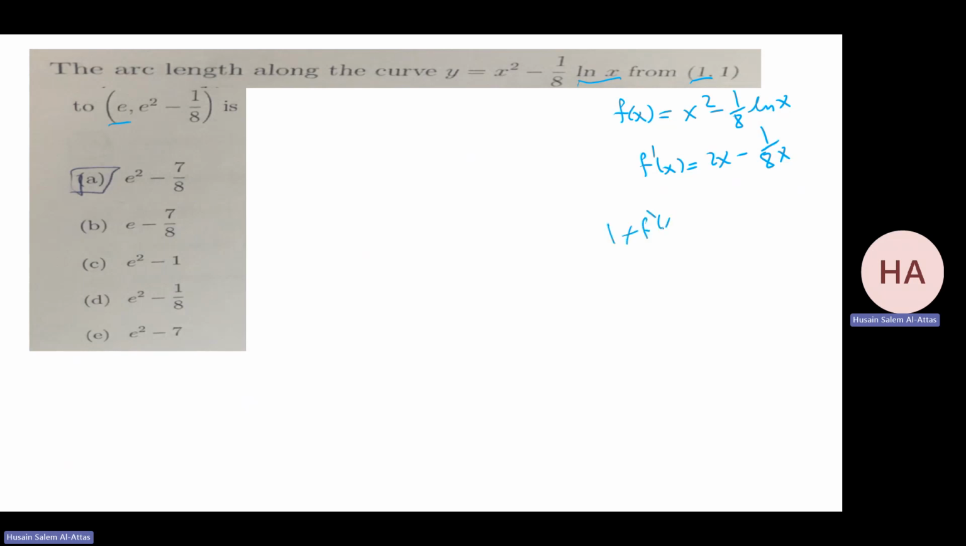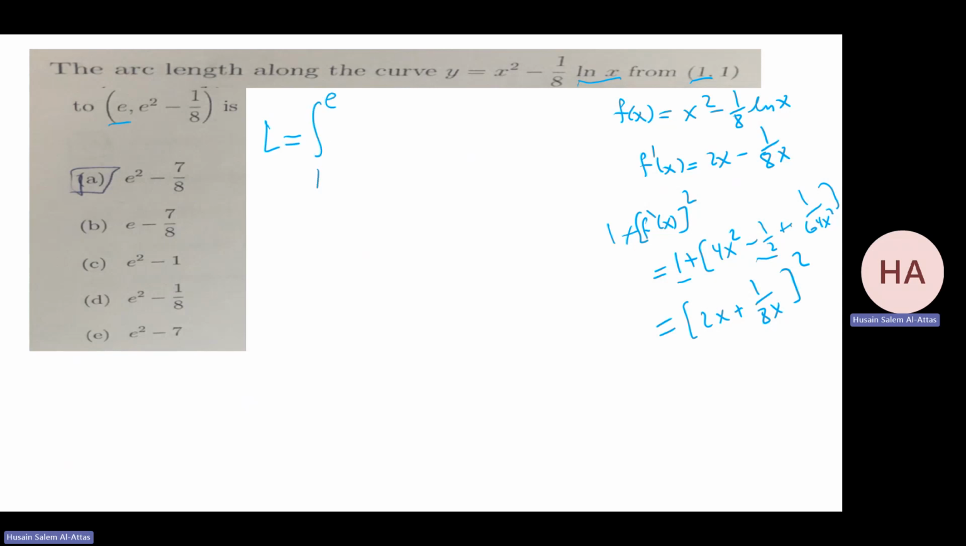1 plus f prime of x all square. That will be 1 plus square of this, 4x squared, this time minus 1 over 4, minus half, plus 1 over 64 x squared. That will retain the minus half and the plus half, so I'm getting 2x plus 1 over 8x all square. So L will be from 1 to e.